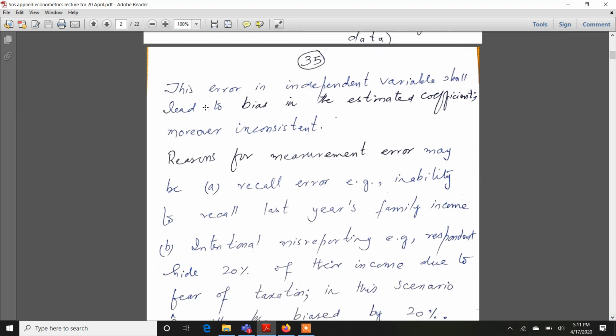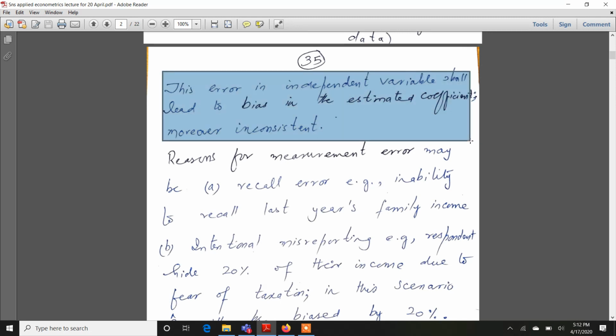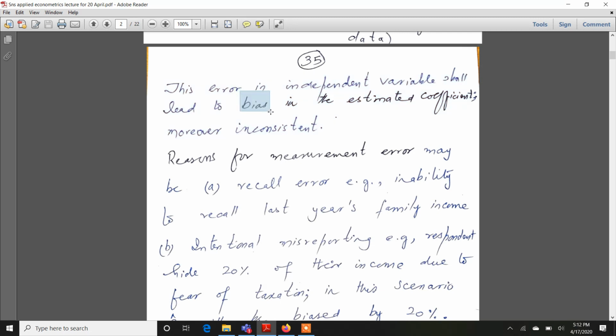Okay, so what happens when this type of error is introduced? This leads to a bias in the estimated coefficient, and that bias will be, you can say, stubborn, right? It will remain even in large samples. That's why we say that not only will the estimates be biased, even in a large sample, they will not converge to the actual population betas.